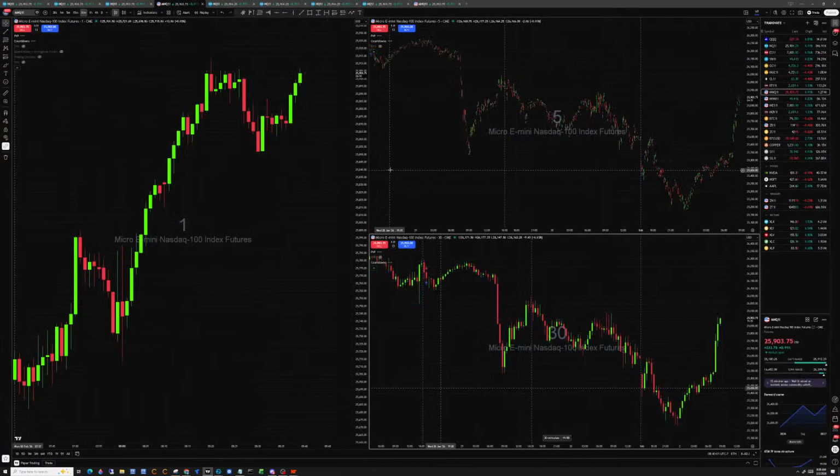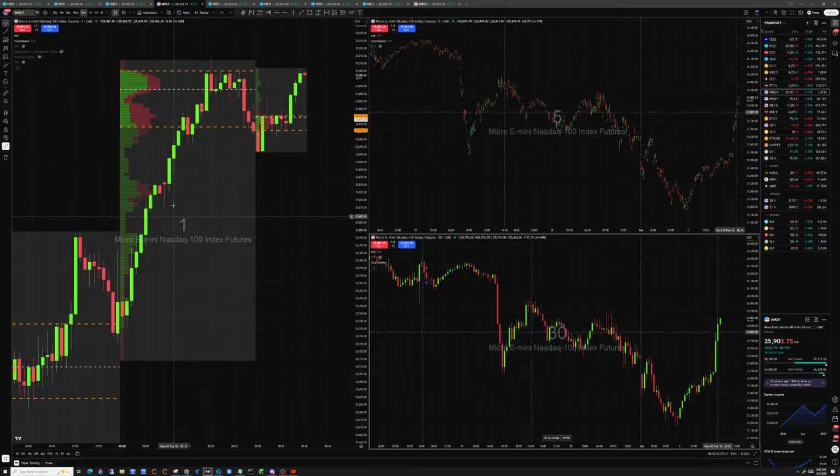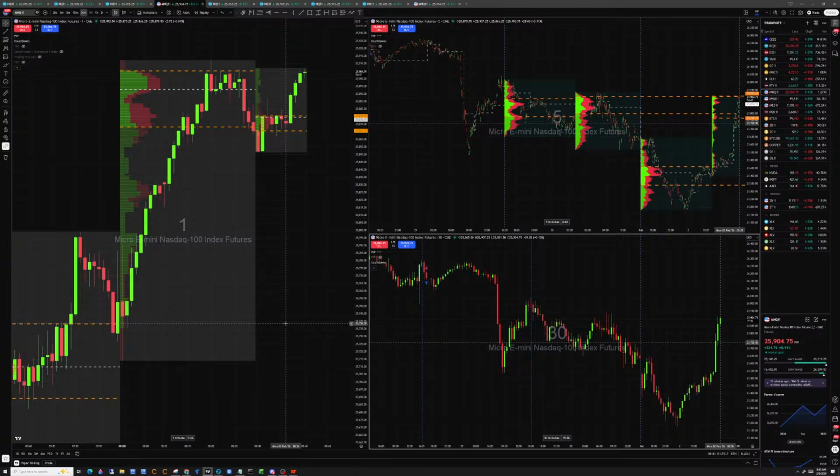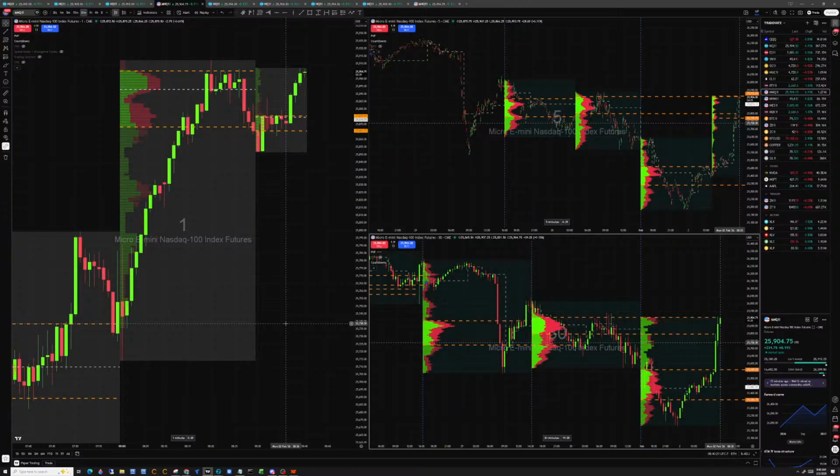Ken, does the developing POC only work when you have the volume profile on the left? I have mine on the right, and I click developing POC and I can't find it. It might be because you're using the anchored one, and that puts it on the right side. Yeah, you might not be able to see that. I'll check my settings.